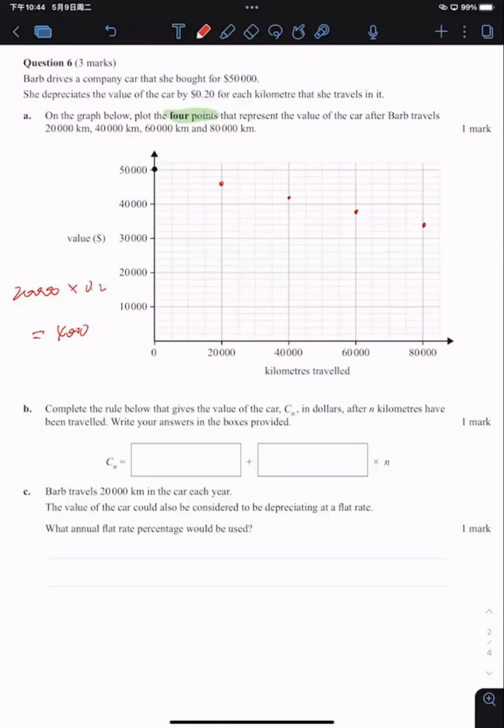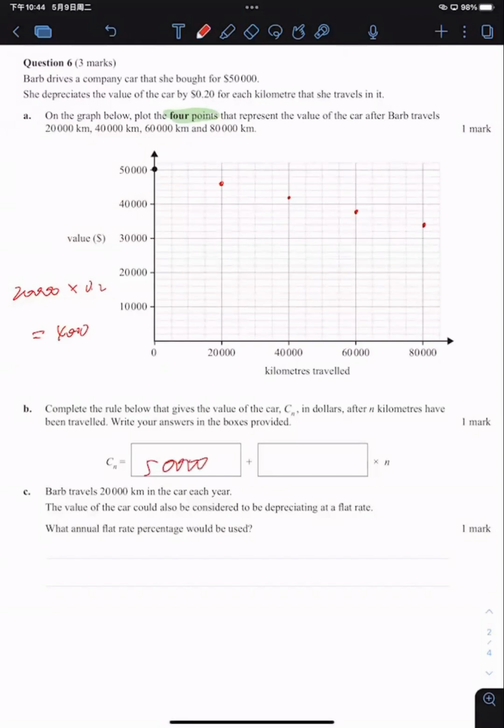Complete the rule below that gives the value of the car, Cn, in dollars, after n kilometers have been traveled. Write your answer in the box provided. Now, easily, it's obviously a linear relation. So we should write 50,000.